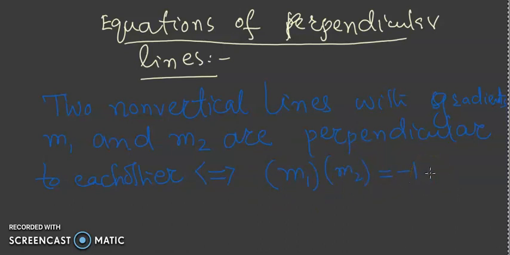So two non-vertical lines are perpendicular to each other if the product of their slopes is -1. And if the product of the slopes is -1, then the lines are perpendicular. So the statement is if and only if. If lines are perpendicular, then the slopes have product -1, and if the slopes have product -1, then the lines are going to be perpendicular. So let's see some examples and non-examples.